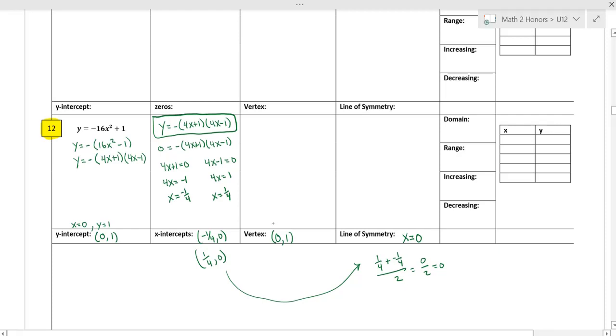And so h is 0, k is 1, and a is negative 16. I'm getting that from standard form; you see the negative 16 in front of the x squared. Putting that together, you get y is equal to negative 16 times (x minus 0) squared plus 1, which is the same as negative 16x squared plus 1.